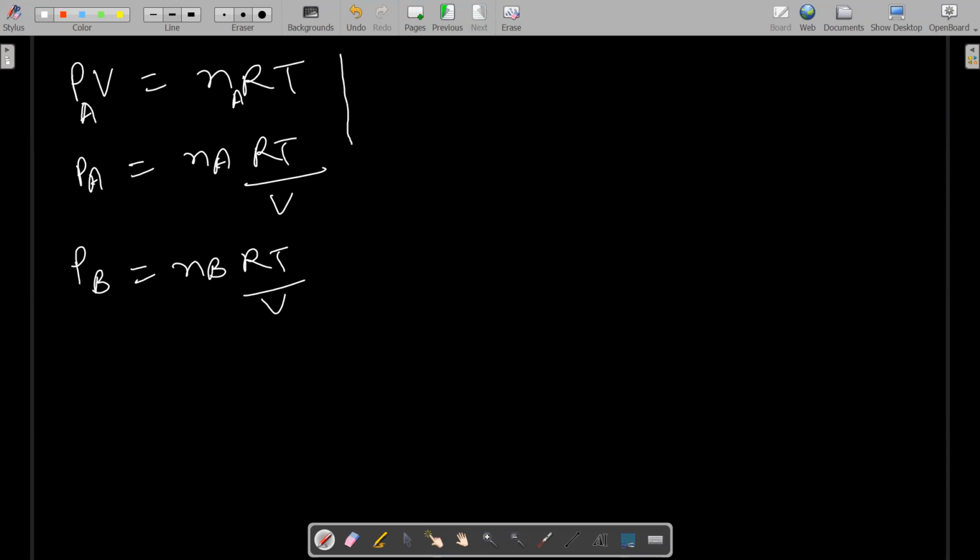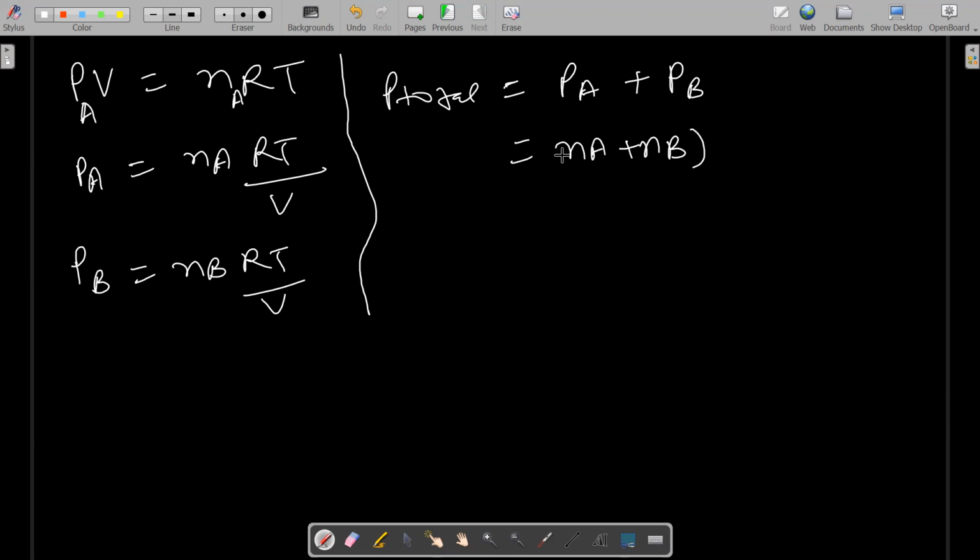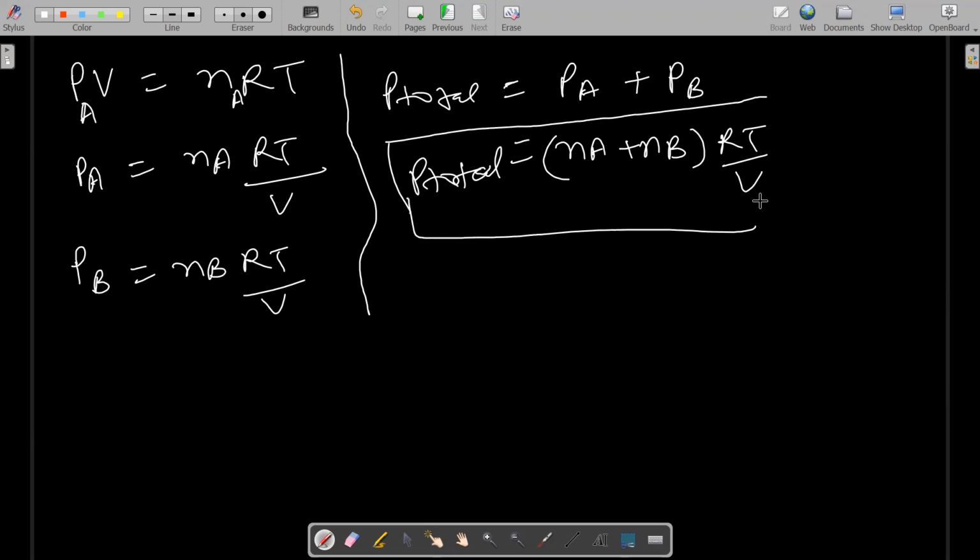Now what is the total pressure exerted? P total is equal to PA plus PB. So instead of PA and PB, we can write nA plus nB, RT by V. RT by V will be common, so simply we can write nA plus nB times RT by V. So the P total of any mixture of gas is equal to the sum of the partial pressures, or we can say it is equal to nA plus nB times RT by V, where R, T and V are constant. So this is the complete Dalton's law of partial pressure.